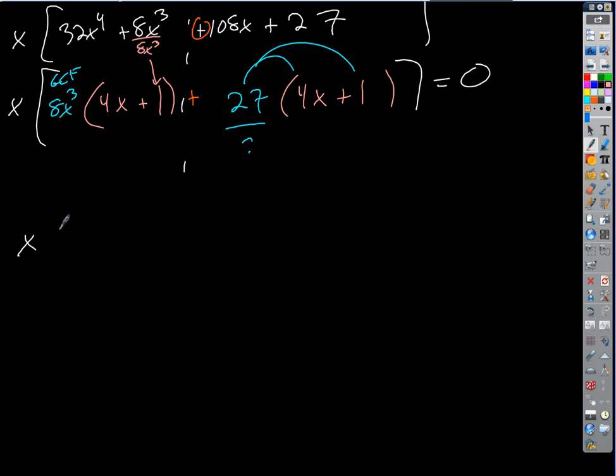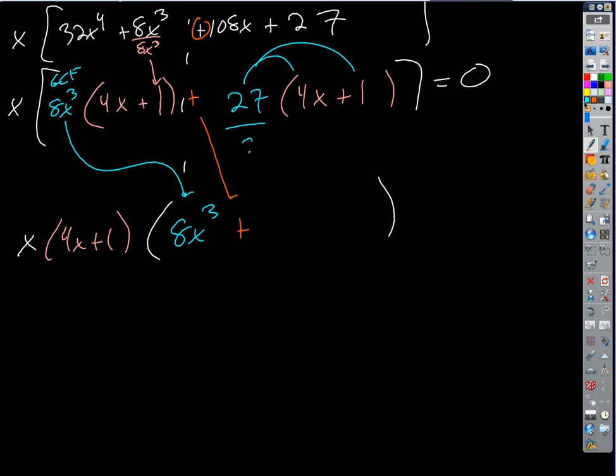So we could pull this 4x plus 1 out front, and then what's left behind? 8x cubed plus 27. And now this is very manageable, right? When we apply the zero product property, we can already see that we're going to get 0 and negative 1/4 pretty easily. Those are going to be our 2 simple linear factor solutions. And then here we've got a sum of cubes that we could break down further.